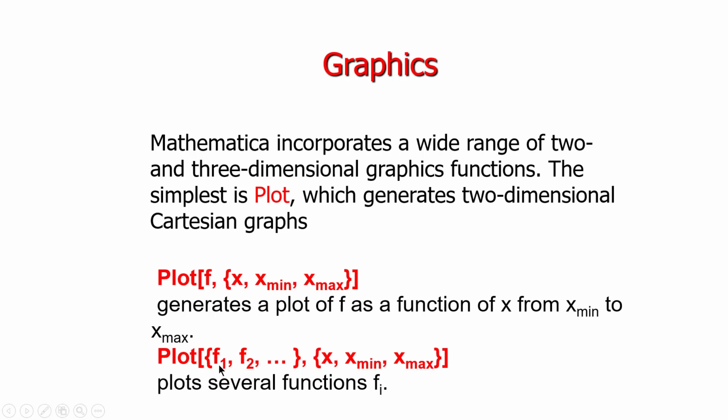So similarly, if you are interested in plotting multiple graphs in a single picture, then you can take the Plot function or command, and then put square brackets, and then you have to write all the functions in curly brackets separated by commas, and then again you have to specify the limits of the dependent variable x from minimum to maximum. So you can plot several functions in this way in a single picture.